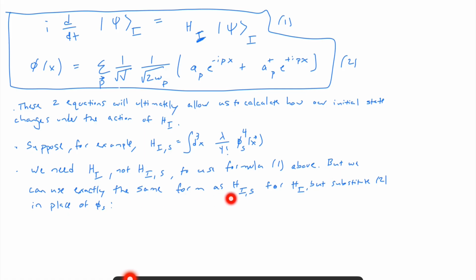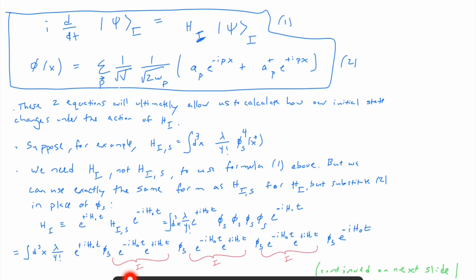But we can use exactly the same form as H sub I sub S for H I, but substitute phi in place of phi sub S. So I'll show you what that means. Technically, H sub I in the interaction picture, I take the H sub I in the Schrödinger picture and pre-multiply it on the left and the right by H naught. If you crank all of this out, here's the definition, and that's the integral, which I now pulled out in the front, and same with the lambda over 4 factorial. And now I just have e to the plus i H naught t, and the 4 factors of phi over here. These are now in the Schrödinger picture, not time dependent, and e to the minus i H naught t.